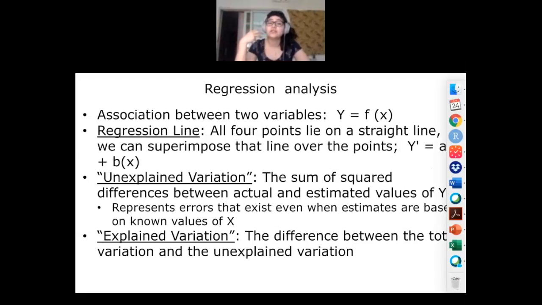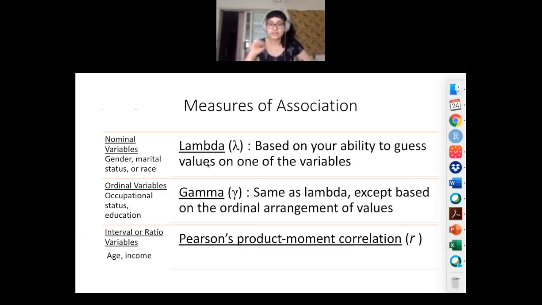And the unexplained variation is how much your model is not explaining, on known values of X. So these are all just characteristics of your model when you're doing the statistical analysis. And they're important in analyzing how well your model is working, but I wouldn't get too bogged down in them for our class.